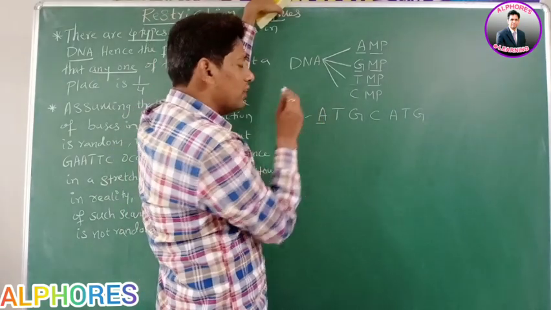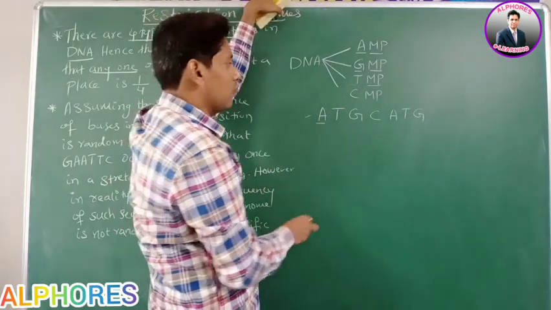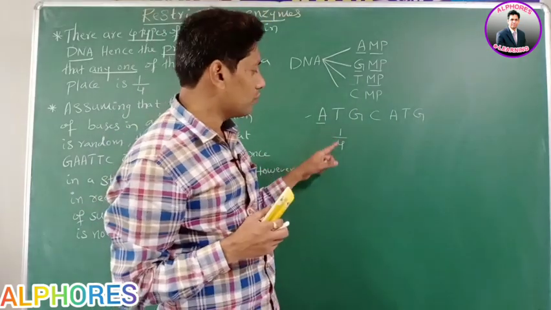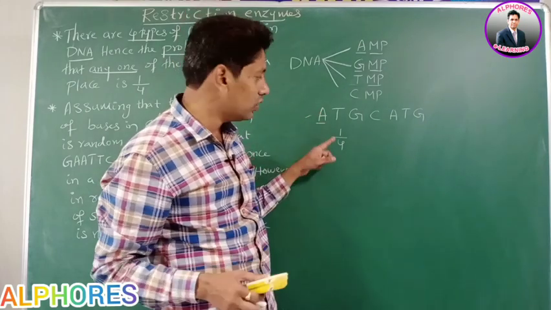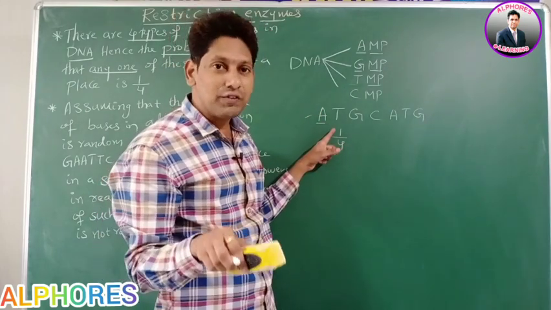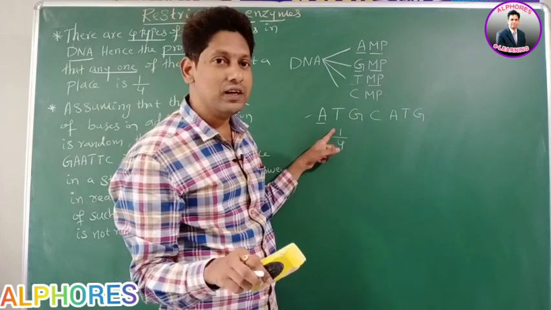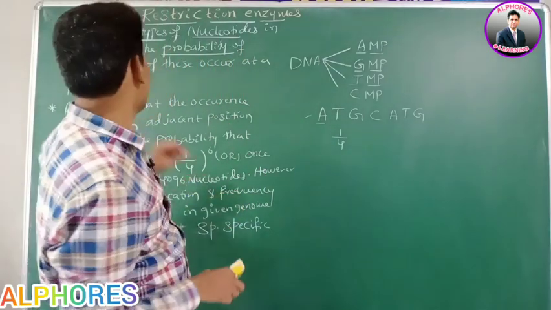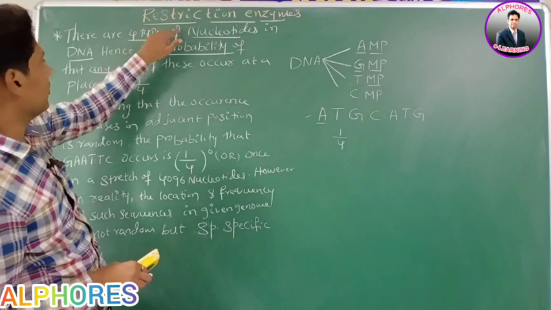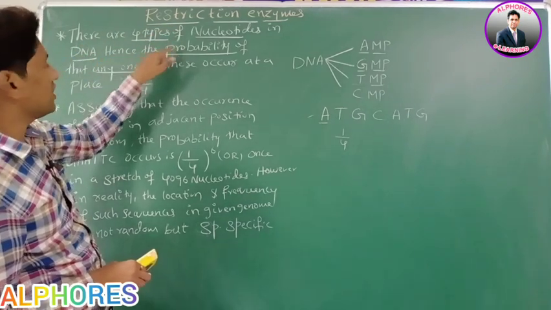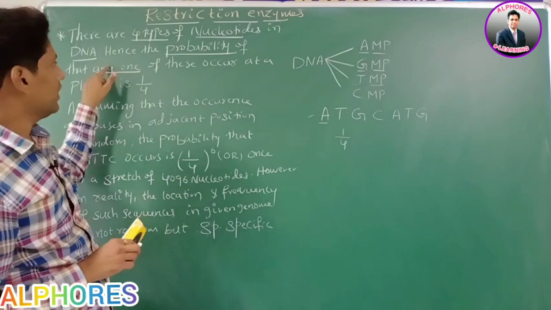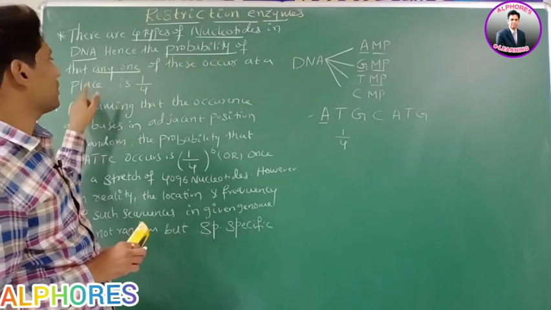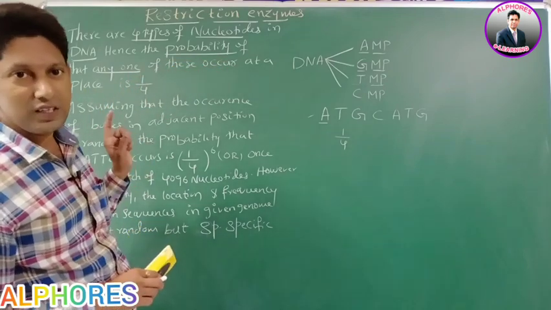Is this statement okay? Therefore, what is the probability of each nucleotide? 1/4. Why are we taking 1/4? Because DNA has only 4 types of nucleotides. Among these 4 types of nucleotides, the probability of any nucleotide is 1/4. Therefore, there are 4 types of nucleotides in a DNA. Hence, the probability that any one of these occurs at a place is 1/4. Is it okay?